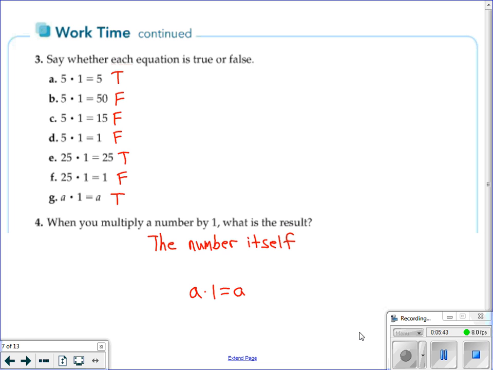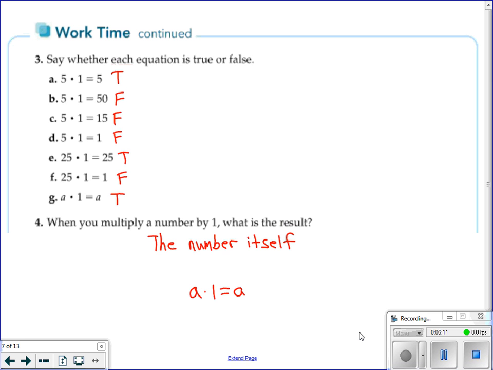All right, the next one we're going to look at here involves multiplication. So if we look at A, 5 times 1 equals 5. Again, you've known that for a long time, that's true. If I look at B, 5 times 1 equals 50, well, we know that's false because we already know that 5 times 1 is 5. So again, I've gone ahead and labeled the rest of them as true or false.